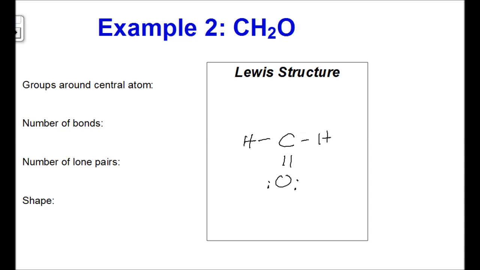So let's take a look at the groups here. Now remember, circle those groups. Okay, so we've got a single bond here. That's a group. Single bond here. That's a group. Double bond here. That's a group. So the total number of groups around the central atom is 3. Now in this case, how many of those are bonds? Very easy to see, all 3 of them. How many are lone pairs? 0. So we go to our VSEPR chart to find the shape.